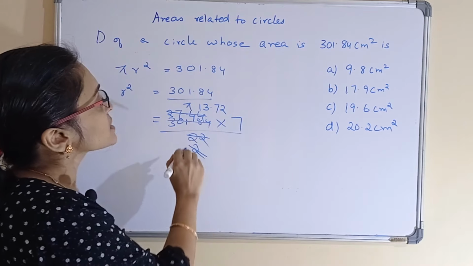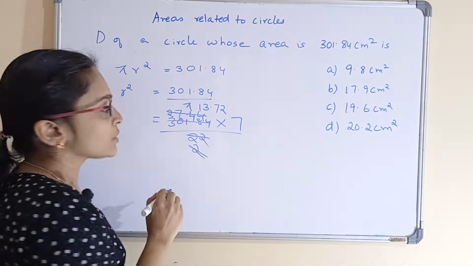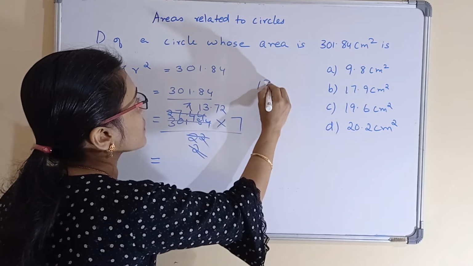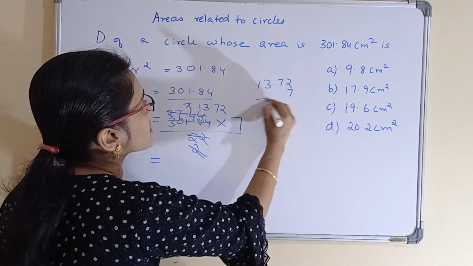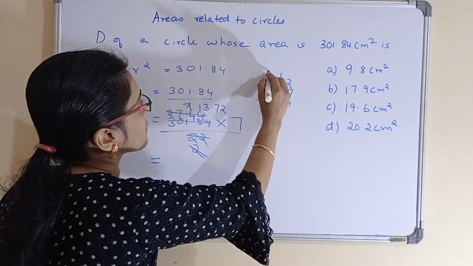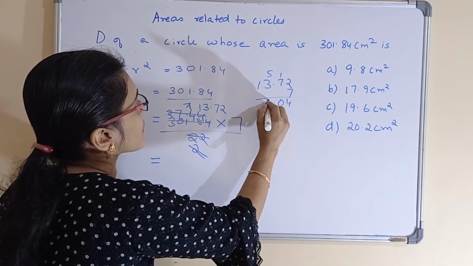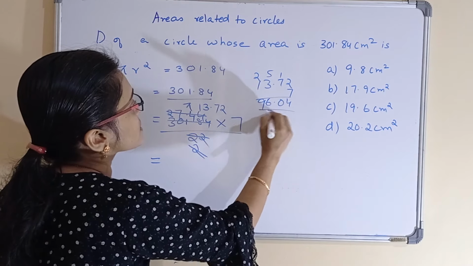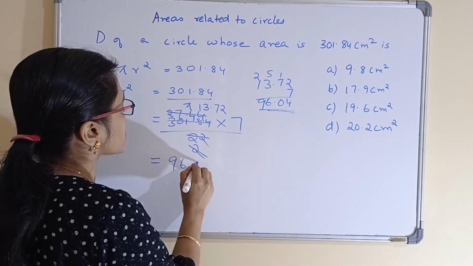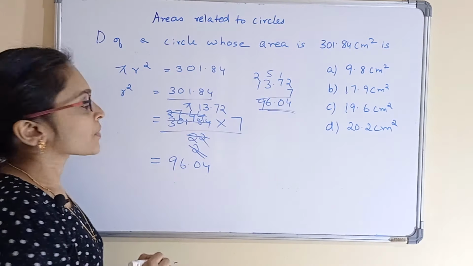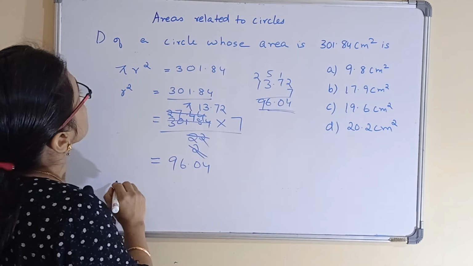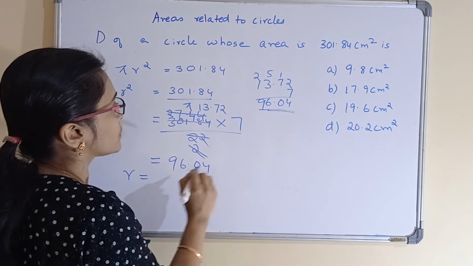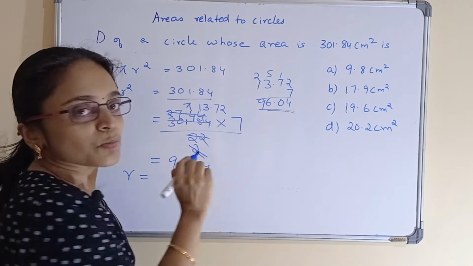13.72. So this is equal to 13.72 into 7, which is 14, 49, 50, 21 plus 5, 26, then 7 plus 2, 9. So this is equal to 96.04. So we have to find the diameter. So what is r? r is equal to the root of 96.04.